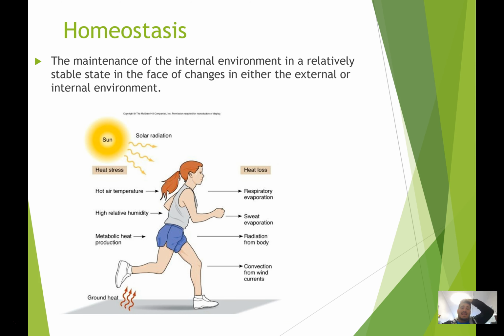So what is this thing that we call homeostasis? Homeostasis can be defined as the maintenance of the internal environment in a relatively stable state in the face of changes in either the external or the internal environment. So different things are changing the internal environment. A good example of this is an increase in temperature because the sun is radiating solar heat energy to you, and the ground is really hot as well because of the sun. And if you're going for a run, you're going to have a high metabolic rate, so your body in itself is going to increase your temperature.